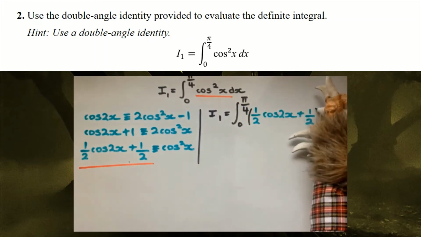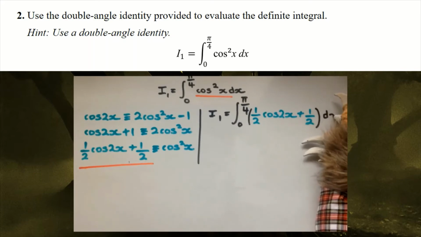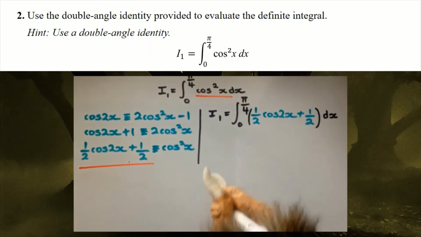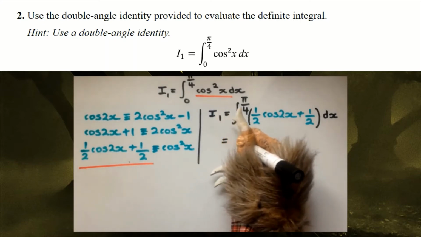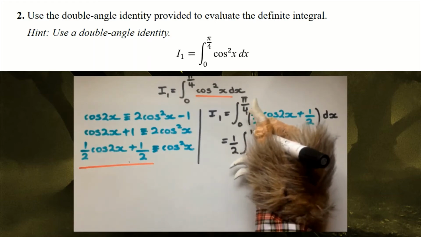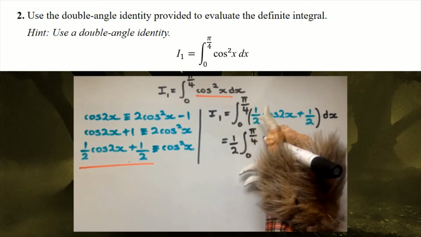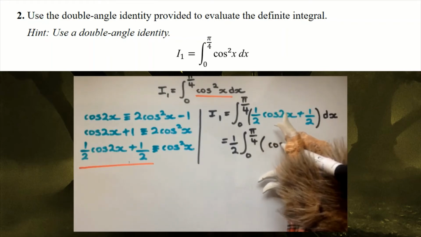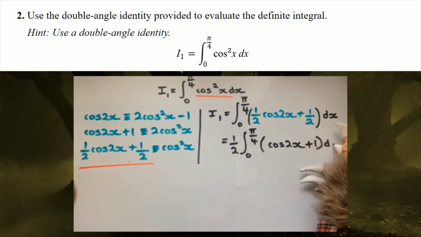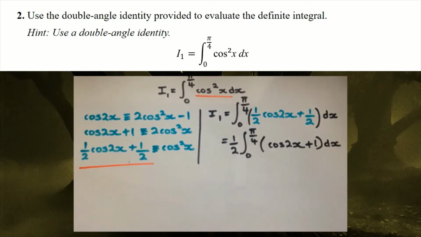So we'll put some brackets around that, dx. Great. Now it may be your preference to factor out the 1/2 to make the integrand a little bit more straightforward. Why don't we do that? So this is going to equal 1/2 of the integral from 0 to pi over 4, open a bracket again, of cos 2x plus 1 dx, and closing the bracket, of course.